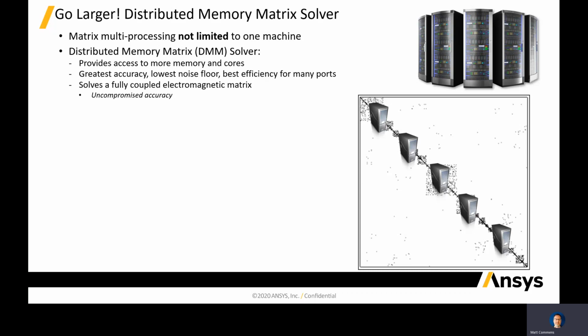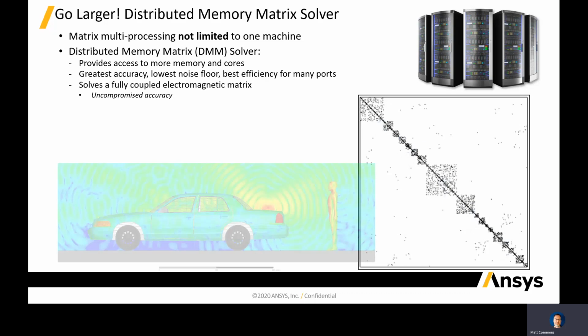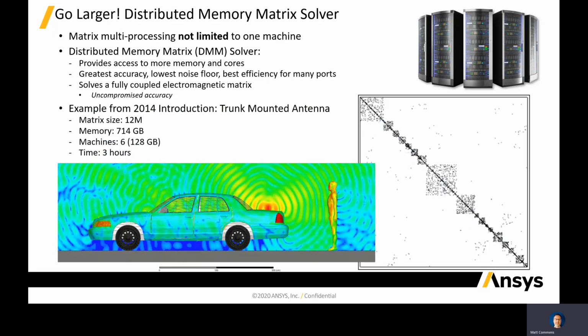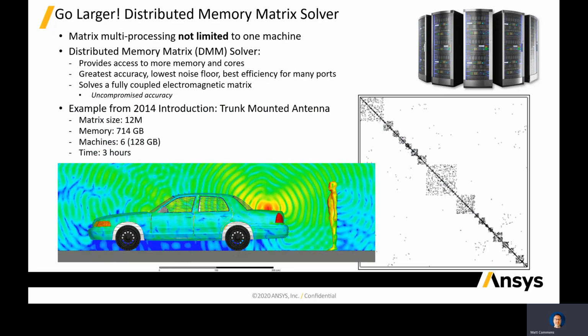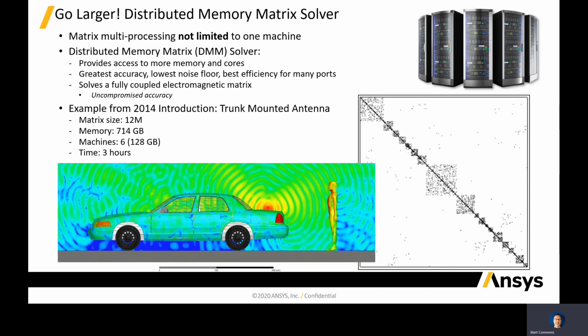Here, what we're doing is we're applying these multiple machines to solve those dense frontal matrices in parallel to speed up the overall solution process. And in the first introduction of this technology back in 2014, we applied it to what was then a pretty big model, this trunk-mounted antenna, tens of wavelengths in size, matrix size of 12 million.